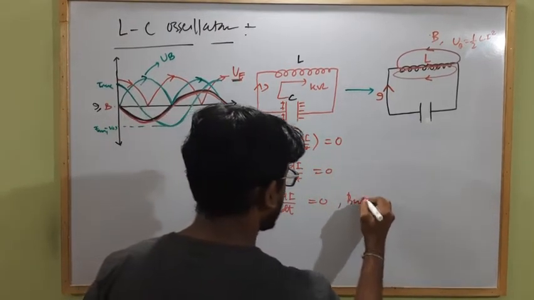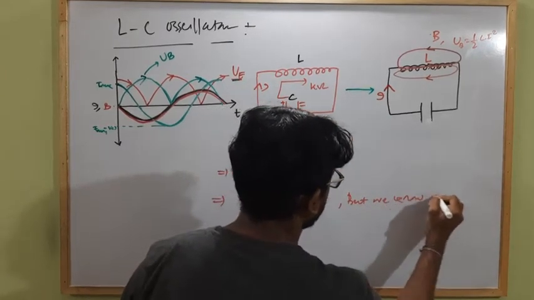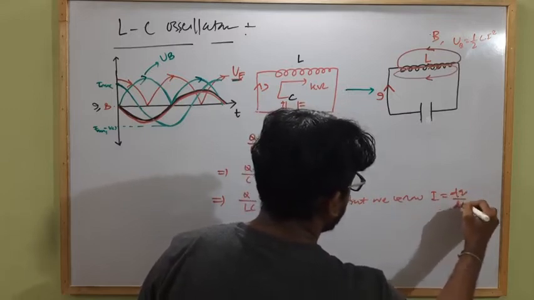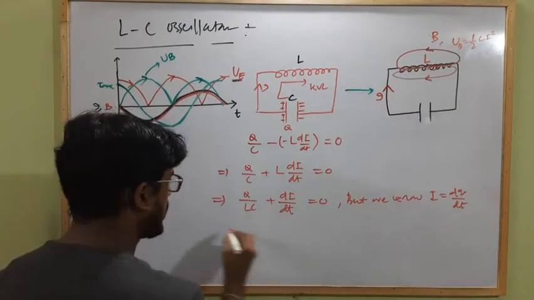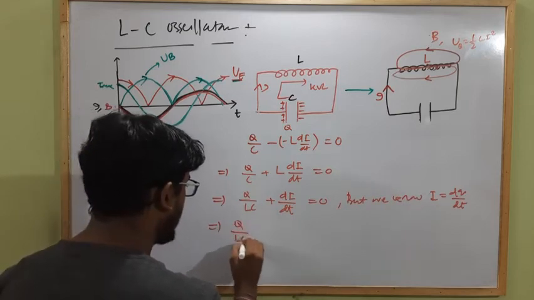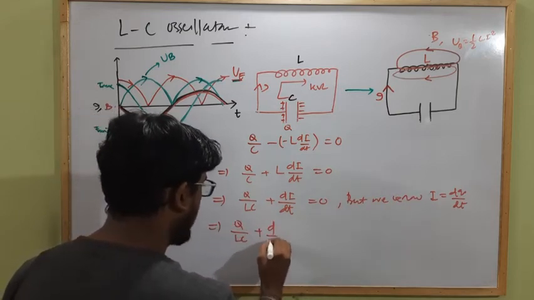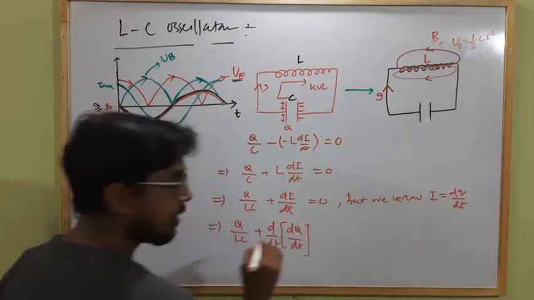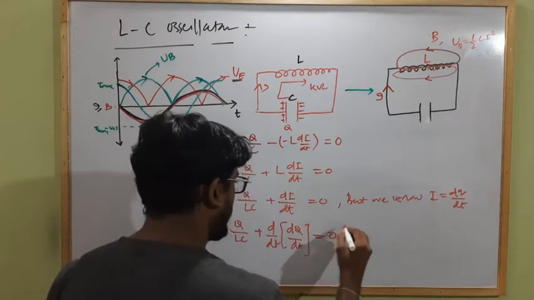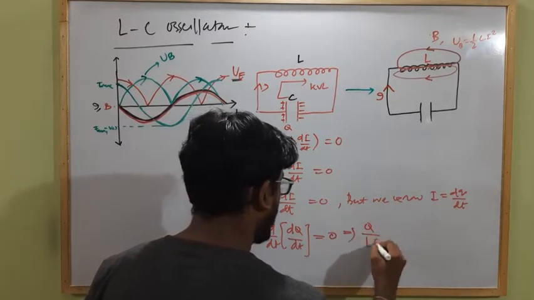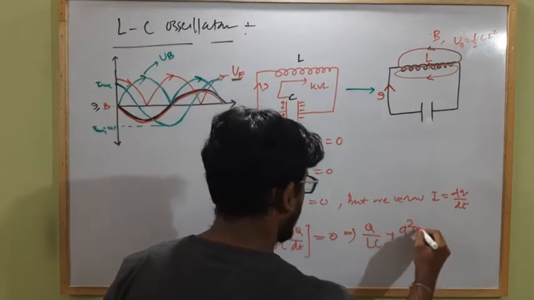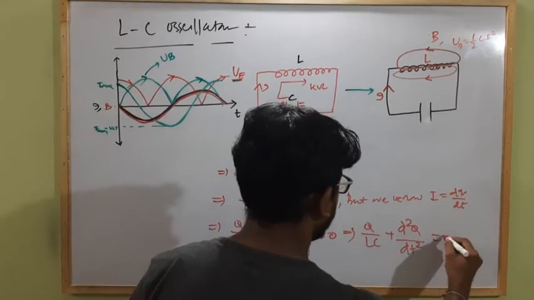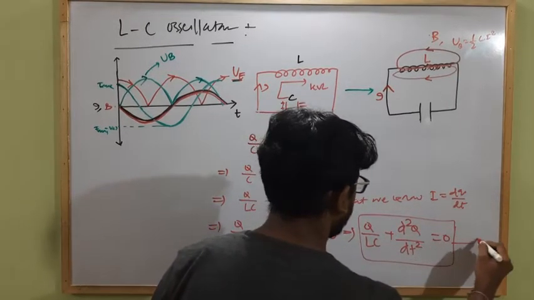But we know what? I equal to how much? dq by dt. Clear? We already know. So you can write Q by LC plus d by dt of, in place of I I can write dq by dt, equal to 0. So this implies you can write Q by LC plus d square Q by dt square equal to 0. This is the equation. Let it be equation 1.